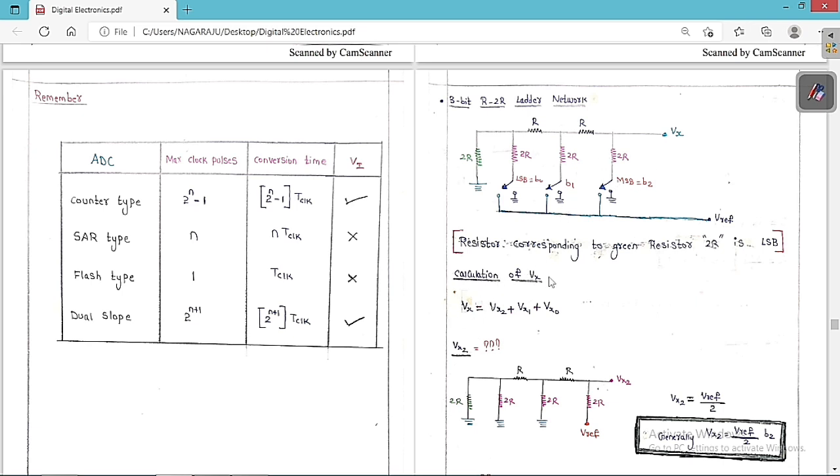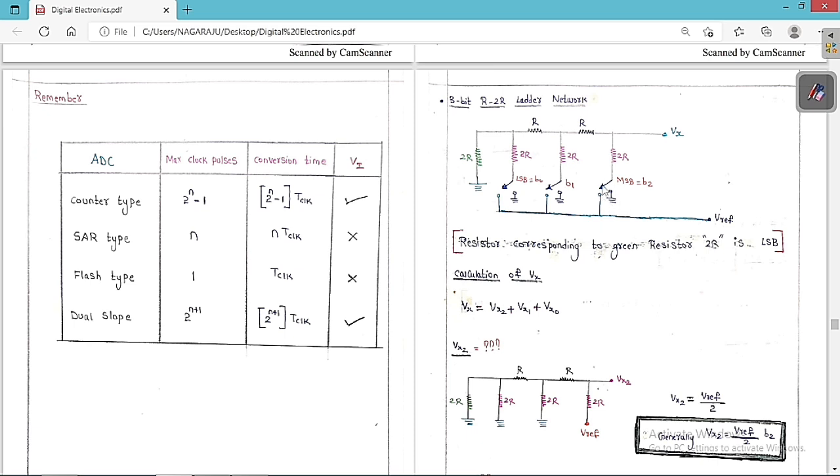So now, calculation of Vx. We are going to find the value of Vx. Vx is equal to Vx2 plus Vx1 plus Vx0, meaning this voltage is the summation of the voltages because of only this one being on, or this one being on, plus this one being on. Basically, we can say it is the superposition theorem.